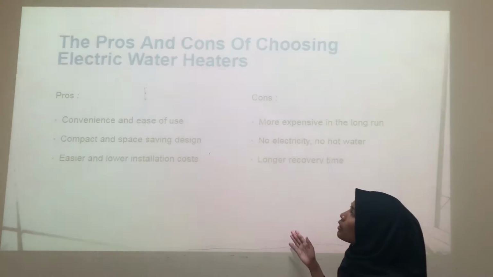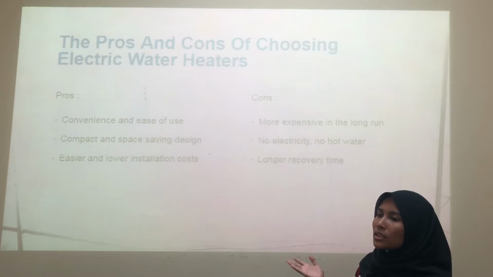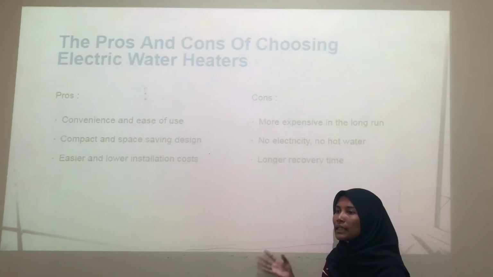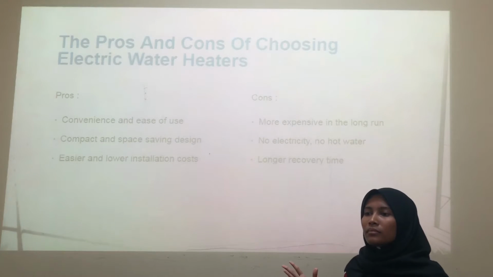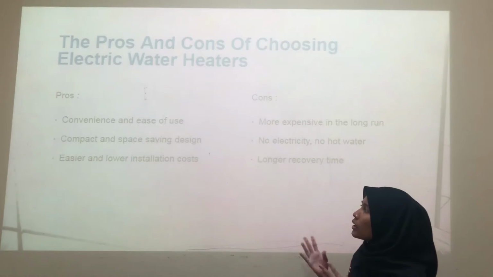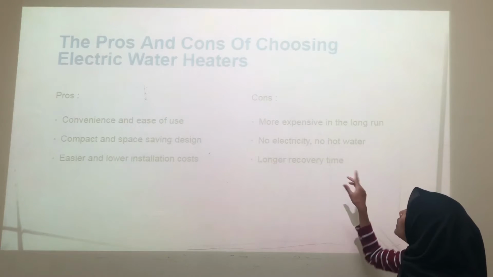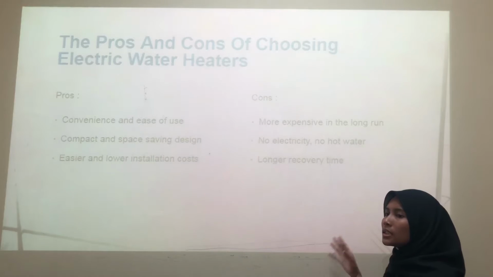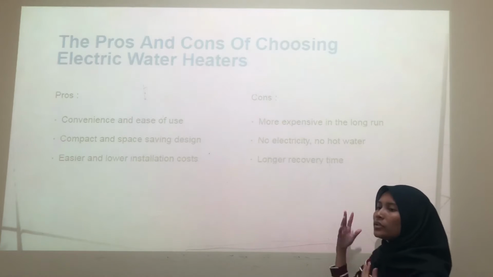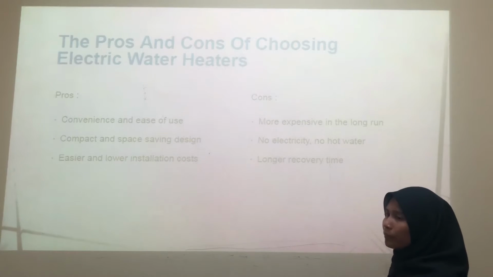Okay, ni the pros and cons for choosing electric water heaters. For pros, first one is convenience and ease of use. Dia convenience and senang nak guna. And then dia compact and jimatkan ruang sebab design dia. Yang ketiga, senang dan kos pemasangan dia rendah. Cons, more expensive in the long run. Untuk jangka masa yang panjang dia lebih mahal. Yang kedua, bila tak ada elektrik, tak ada hot water. So, yang ketiga, longer recovery time.